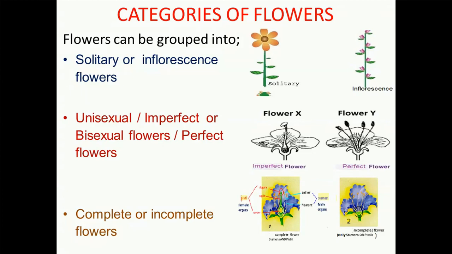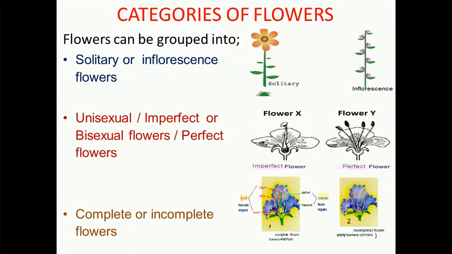Okay, now the second category we have is unisexual or imperfect, and bisexual or perfect flowers. So we can have unisexual flowers, meaning they have just one of the reproductive parts of the flower. So it's either the flower has only the stamen or only the pistil. Such a flower is also said to be imperfect. It has just one out of the two reproductive organs.